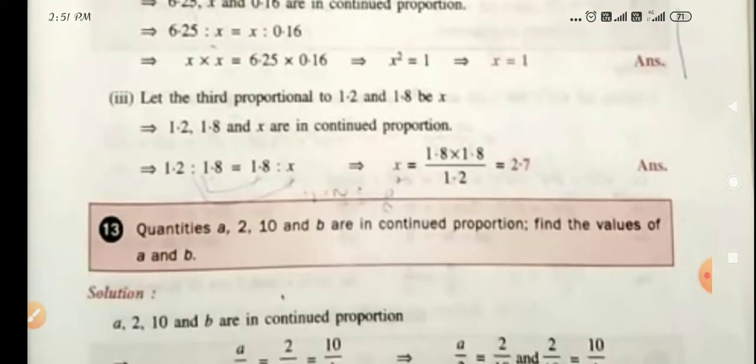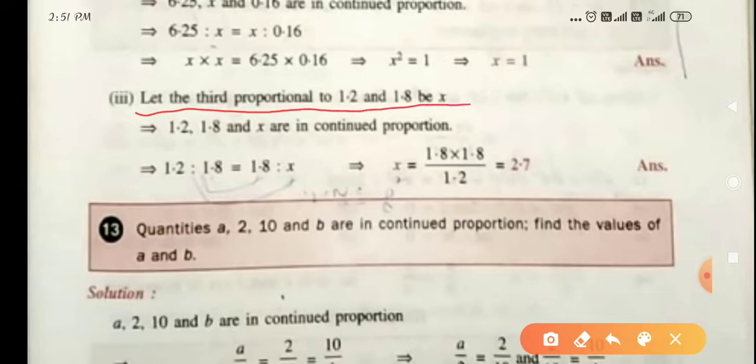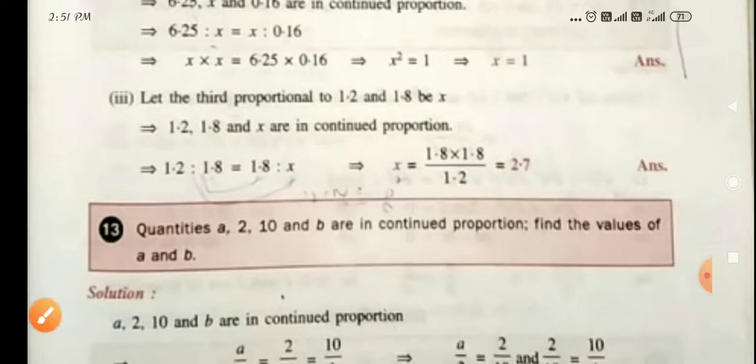You can see the third solution: let the third proportional to 1.2 and 1.8 be x. When it is the third proportional, it will take the fourth place. Here you can see 1.2 is to 1.8 equals 1.8 is to x. By cross multiplying, or product of means equals product of extremes, you can find the value of x, which is 2.7. So these were the examples.